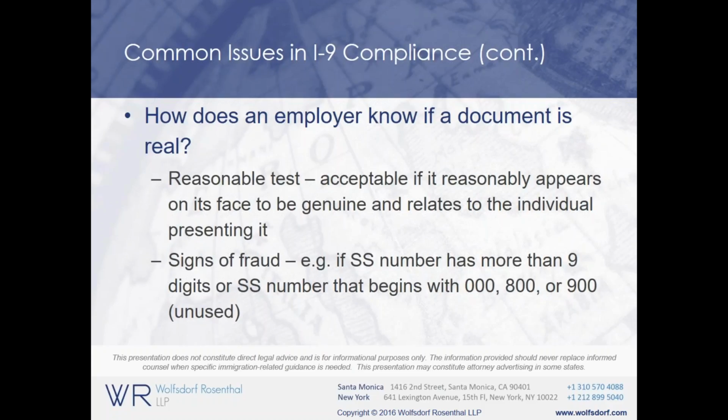So this would be if you have a driver's license where the photo clearly shows someone who looks nothing like the person you've got in front of you, then potentially this could be a fake document. Other signs of fraud could include a social security number that has more than 9 digits, or a social security number that begins with one of these 3 digits, because these are unused.